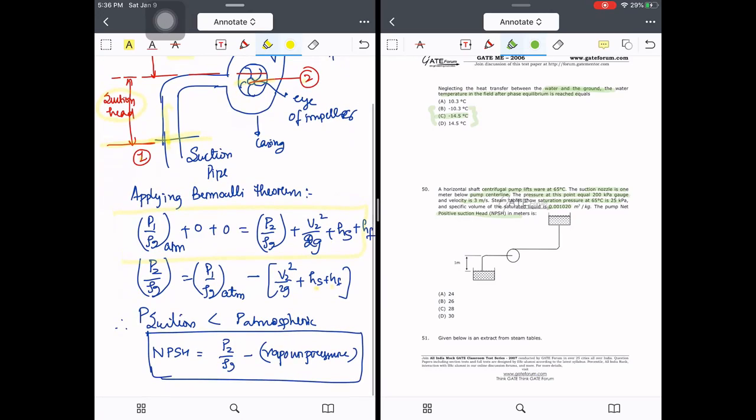Atmosphere minus V square by 2g plus Hs plus Hf. That means I can say the P of the suction. Here I am actually creating a suction pressure, then only it is getting sucked up. So the P of the suction is less than the atmosphere.